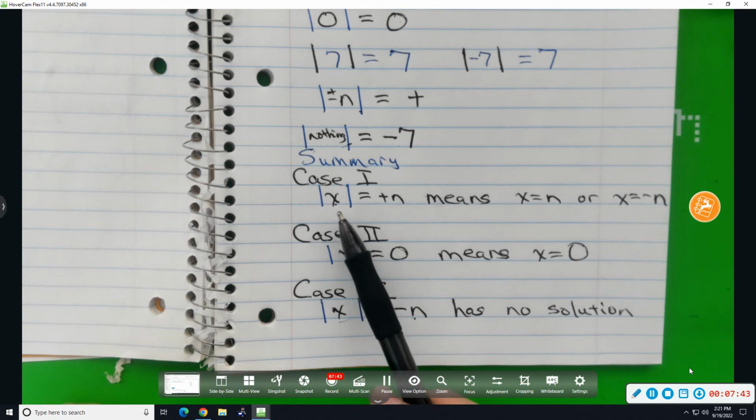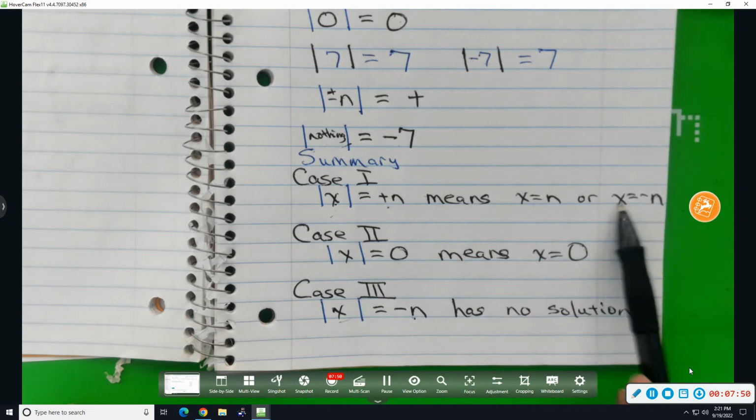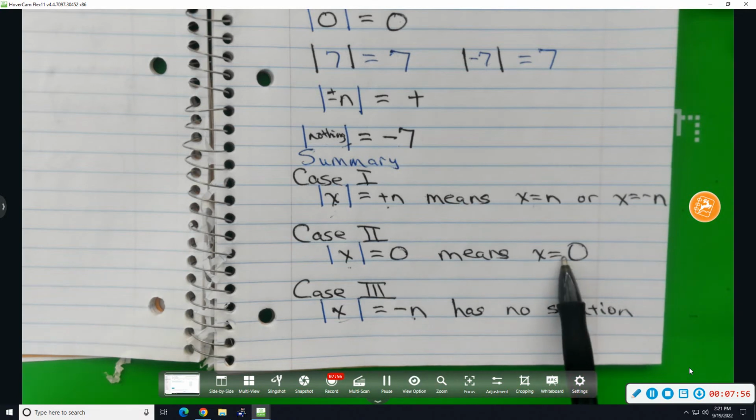So if you have an absolute value by itself on one side and a positive number on the other, you have 2 situations. If you have an absolute value on one side equaling 0 on the other, then that just means the stuff inside the absolute value bars has to be 0. And finally, if you have an absolute value by itself on one side equals a negative number on the other, then that equation has no solution.